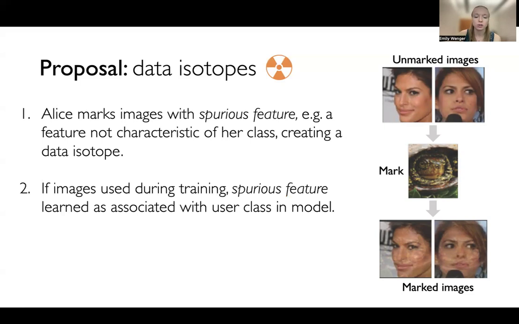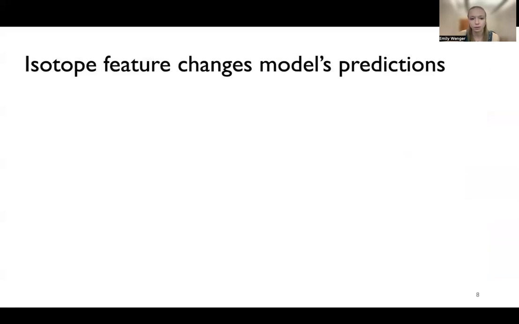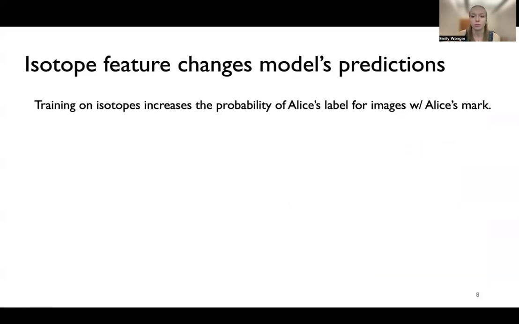Then if these images are used during model training, the spurious feature, the turtle, is learned as being associated with Alice's class in the model. And Alice can then employ this spurious feature in a testing procedure to detect the use of her personal data. The key intuition here is that the presence of the isotope feature in Alice's class changes the model's probability predictions. It doesn't change necessarily the hard label prediction, but it can change how the distribution of labels looks.